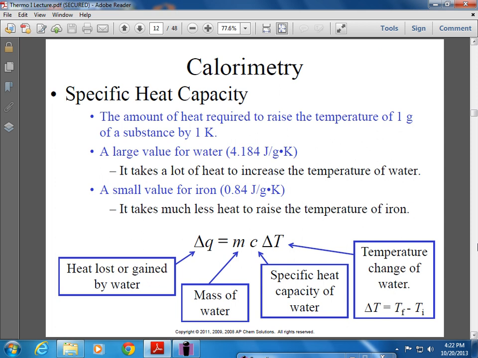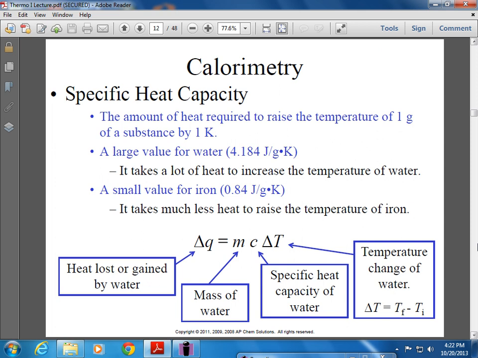Q is the heat lost or gained by the water. M is the mass of the water. C is the specific heat, which is a unique value for a substance. And delta T is T final minus T initial. What this means is the specific heat is the amount of heat required to raise the temperature of 1 gram of substance by 1 Kelvin. Water has a huge value for this, 4.184 joules per gram times Kelvin. It takes a lot of heat to increase the temperature of water.